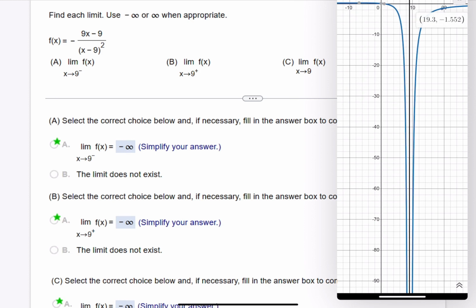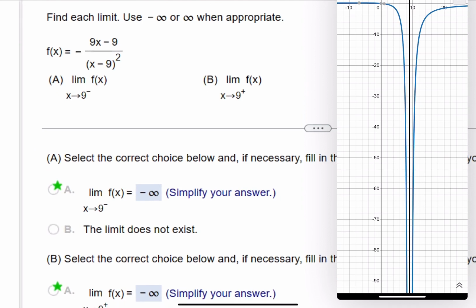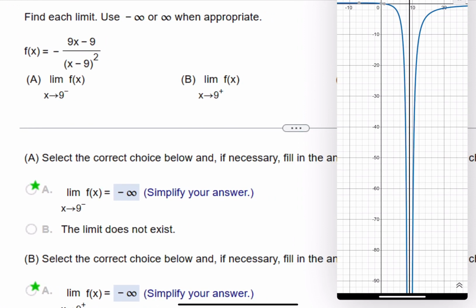Again, when I'm coming from the positive side, look where the y values are going. They keep increasing, going all the way up to negative infinity. That's one way of looking at it. Or if I start to work with this function here, all they're asking me to do is find the limit when I approach x from the negative side.